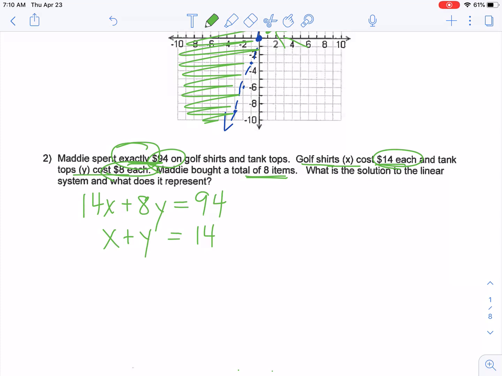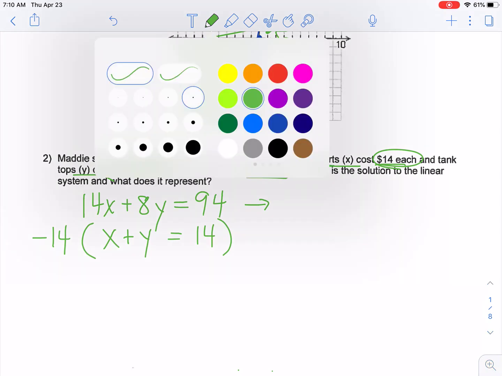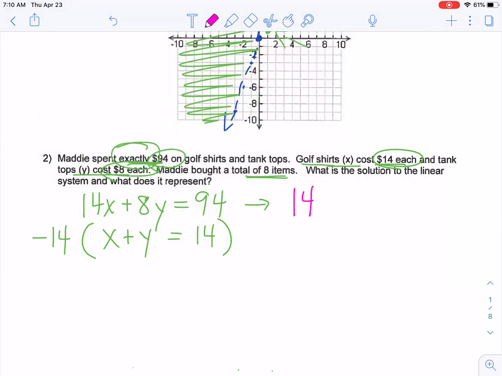So there are 2 ways you can solve this. One, you could use substitution and rearrange the second equation so it has one variable equaling an expression. Or I like elimination. So I'm going to multiply this bottom equation by negative 14, so then I can just eliminate the x's. All right, I'm not changing that top equation. We'll change colors though. So I'm just going to carry it over. 14x plus 8y equals 94.